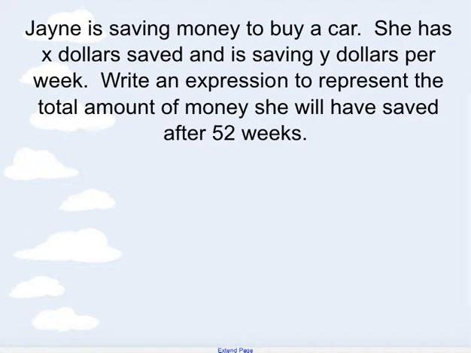Okay? Let's look at this one. Jane is saving money to buy a car. She has X dollars saved and is saving Y dollars per week. Write an expression to represent the total amount of money she will have saved after 52 weeks. Well, she already has X dollars saved, and we're adding to that a certain amount per week. So if we have 52 weeks of that amount, we would say that we have X plus 52Y.